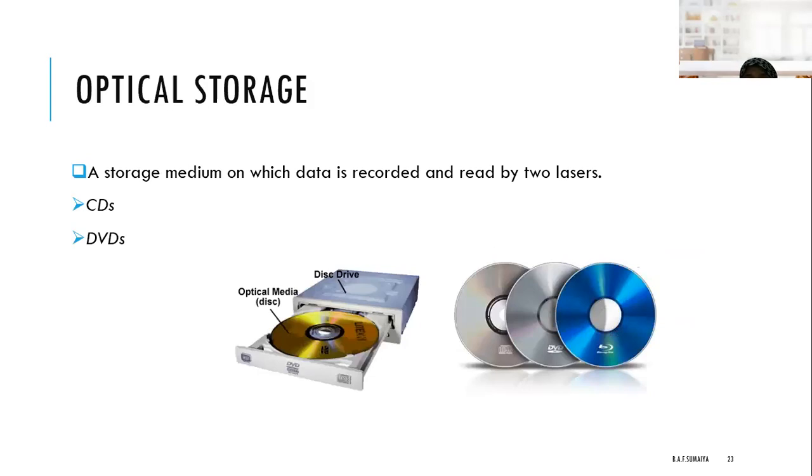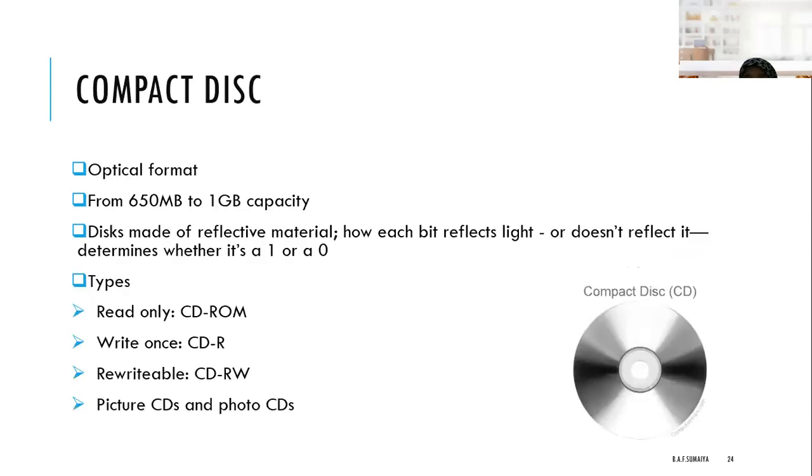Optical storage, storage medium on which data is recorded and read by two lasers, CDs and DVDs. Compact disc, optical format from 650 MB to 1 GB capacity. This is made of reflecting material, and each bit reflects the light or doesn't reflect it. It determines whether it is a 1 or a 0.